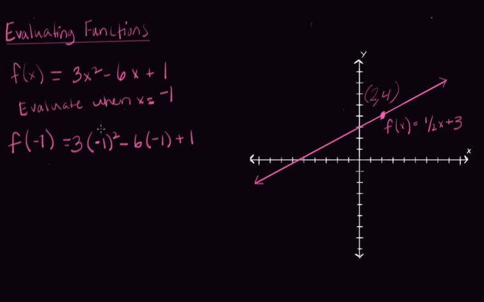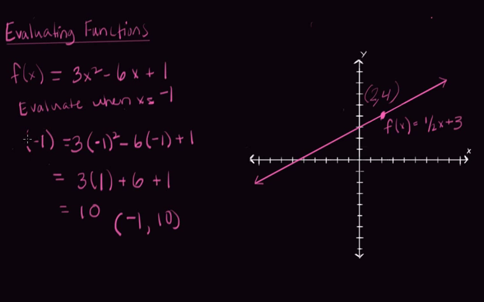So wherever I saw an x, I replaced it with a -1. Here's an x, replaced with -1. Here's another x, and I replaced it with -1. Then when I solve this, remember that you need to do exponents first. So (-1) squared is just 1, times 3. And then we have a -6 times a -1, so that's just going to be a positive 6. So we can change that to plus 6 plus 1. So we have 3 plus 6 plus 1, which is 10. So when the input is -1, the output is 10. If you looked on the graph of this function, this ordered pair, (-1, 10), would be on the graph.